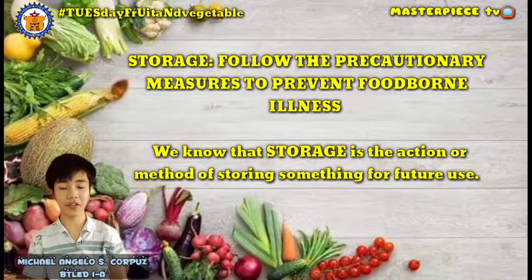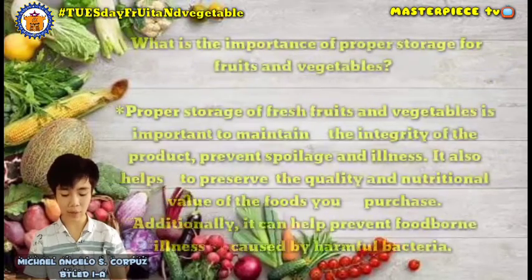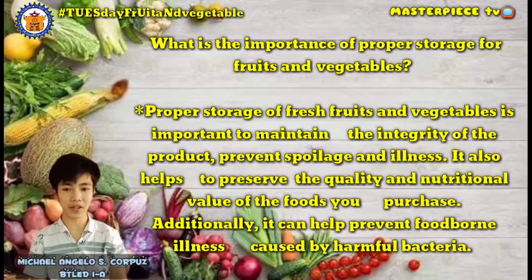When we hear the word storage, it means the action or method of storing something for future use. What is the importance of proper storage for fruits and vegetables? Proper storage for fresh fruits and vegetables is important to maintain the integrity of the product, meaning it will help to prevent spoilage and illness. It also helps to preserve the quality and nutritional value of the foods you purchase. Additionally, it can help to prevent foodborne illness caused by harmful bacteria.